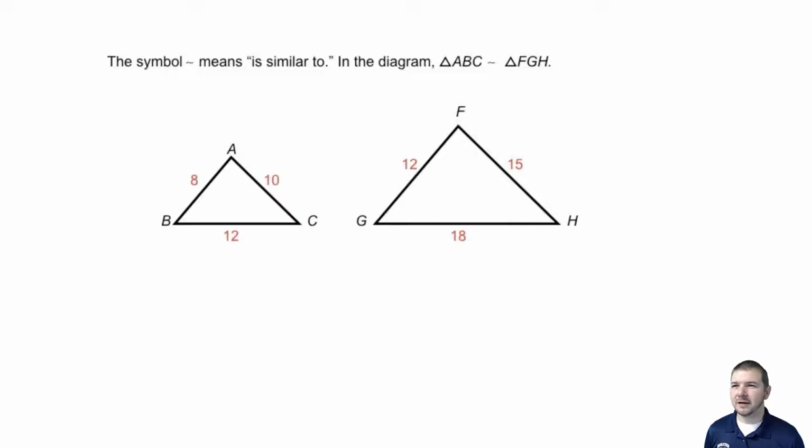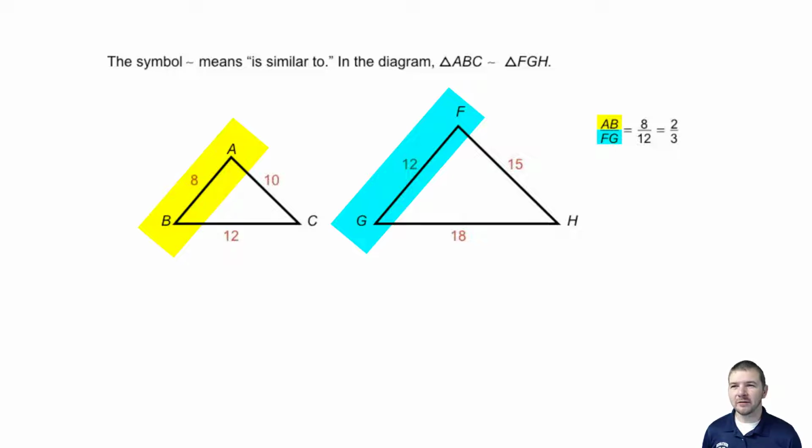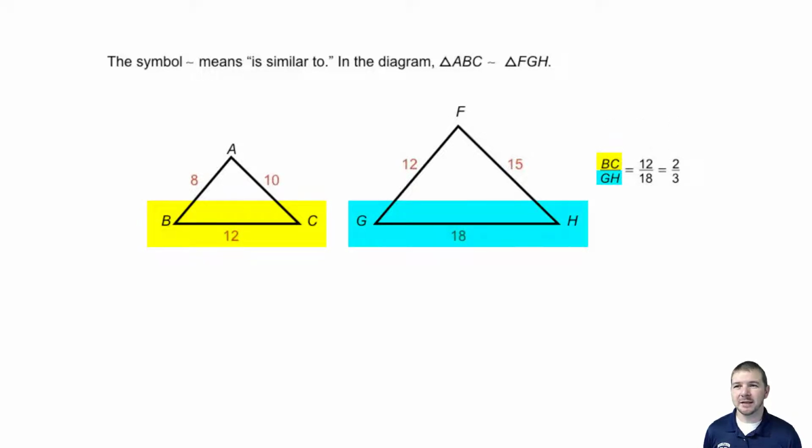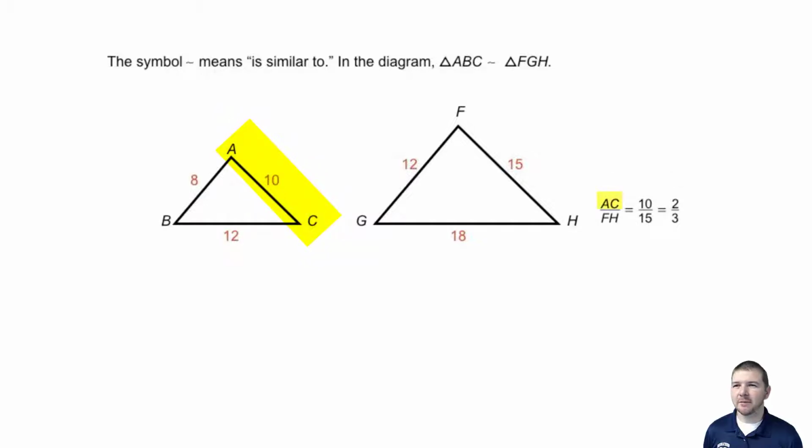In the diagram, triangle ABC is similar to triangle FGH. The ratio of length AB from the smaller triangle over its corresponding length FG from the larger triangle is 8 over 12, and that reduces to 2/3. The length of BC from the smaller triangle over the length GH, the corresponding side from the larger triangle, equals 12 over 18. That also reduces to 2/3. And the length AC from the smaller triangle over length FH, the corresponding length from the larger triangle, equals 10/15, and again reduces to 2/3.